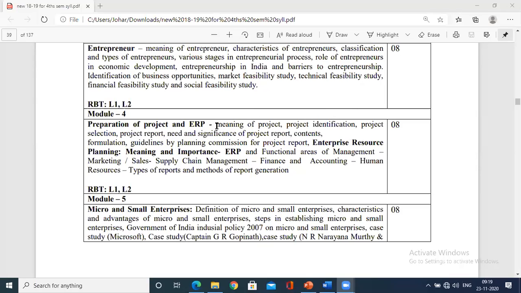So preparation of a project and enterprise resource planning. First, we need to understand the meaning of a project. How do you identify the project? For example, this is a very simple area. So let me go to the PPT.